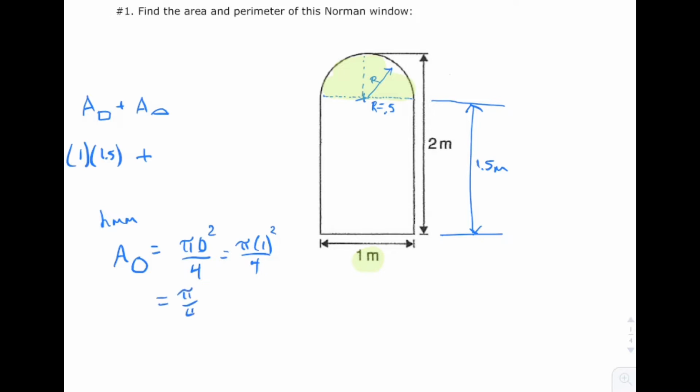But we only have half a circle, so really we should take half of that to find that the area of the half a circle is, well, pi over 8, really. And so I'm going to add that here. And so what is our area of this whole window? 1 times 1.5 is 1.5. Add the pi over 8.